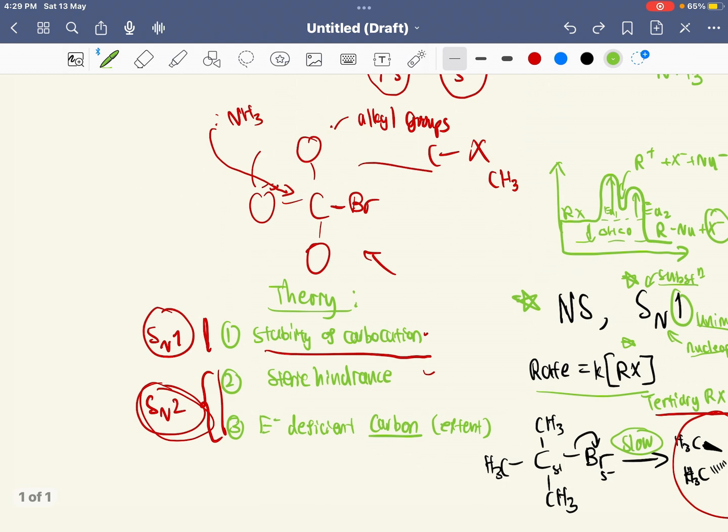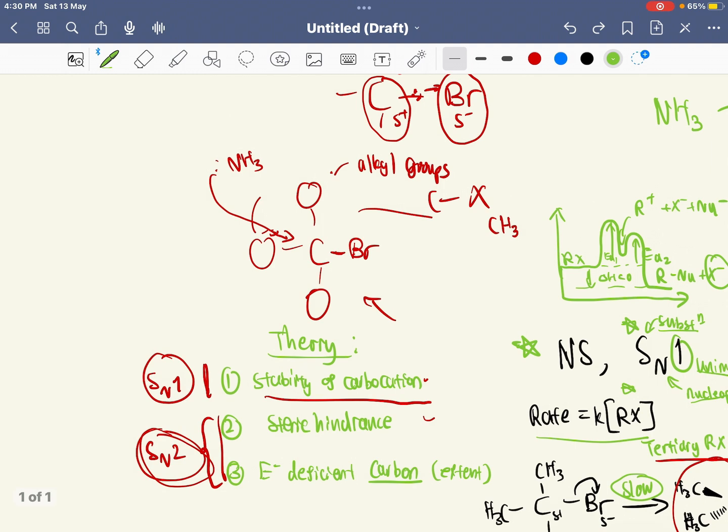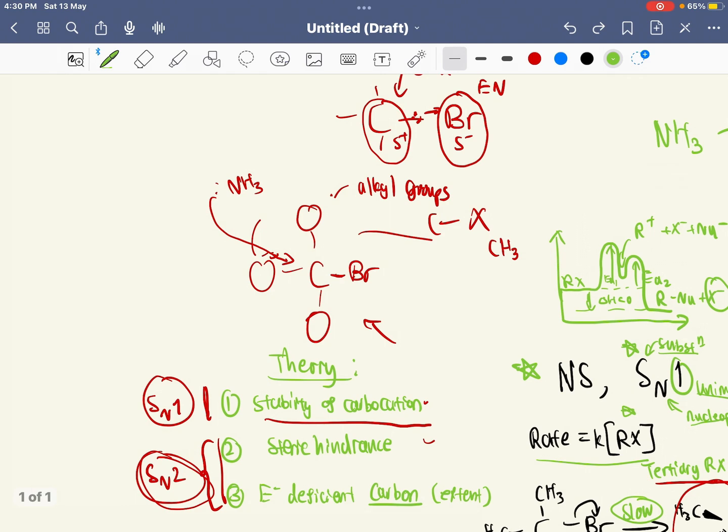Okay, so I highlighted the first argument to support why SN1 occurs for tertiary Rx, and arguments 2 and 3 are to support why primary Rx undergoes the SN2 reaction. But of course you can state all 3 arguments, just that you have to tweak them accordingly, why it supports this and why it doesn't favor that.